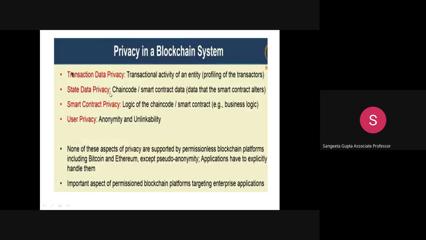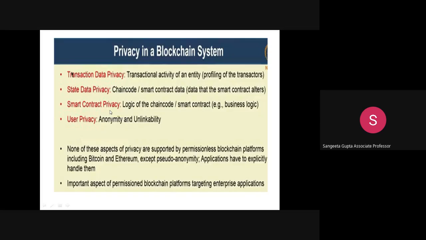Then state data privacy. Okay, state data privacy is the chaincode or smart contract data. Okay, the data that the smart contract alters, whether the entity which has a smart contract is modifying some values of variables, it should do that again with respect to the access control given to that particular entity. Okay, so state data privacy is with respect to the modification of the data present in the code, that is, modification of your smart contract. So based on the access control, modification is allowed, otherwise it is restricted.